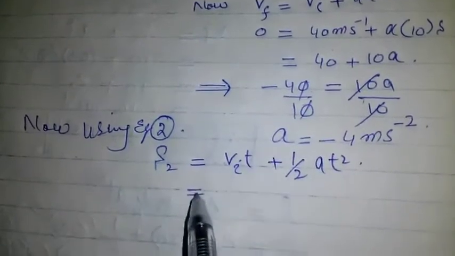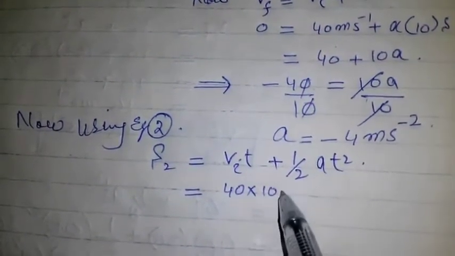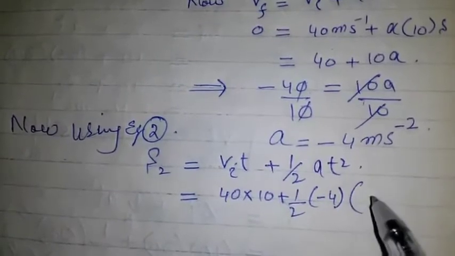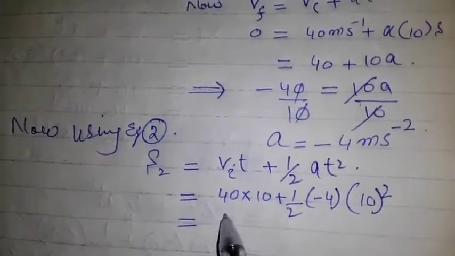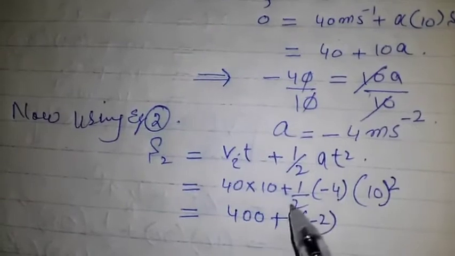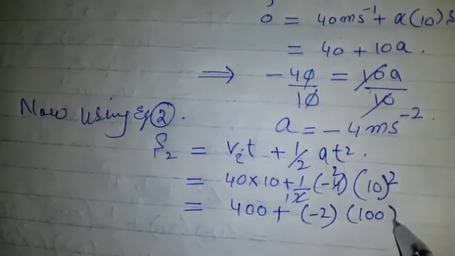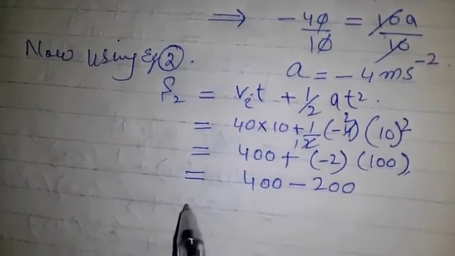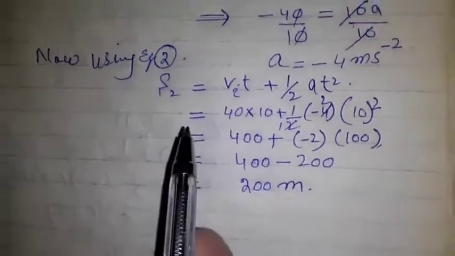Now putting the values, Vi is 40 into 10, plus half into minus 4 into 10 square. 40 into 10, 400, plus minus 2, 2 1s are 2, 2 10s, into 10 into 10, 100. 400 minus 200, which is equal to 200 meter.